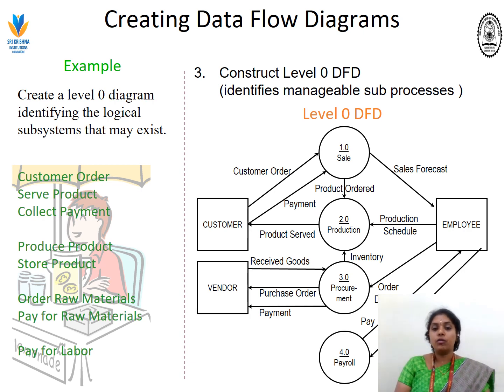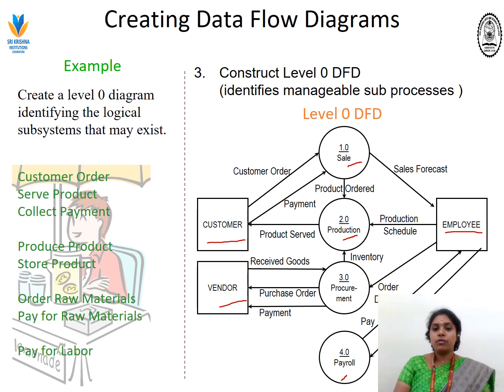So we know the entities, that is customer, vendor, and employee are the major entities, and we have already seen the data flows done by these three entities. Now we are going to see the sub processes that can be mentioned in the system. That is sales, production, procurement, payroll. These are the major processes focused on in the next level of your DFD.